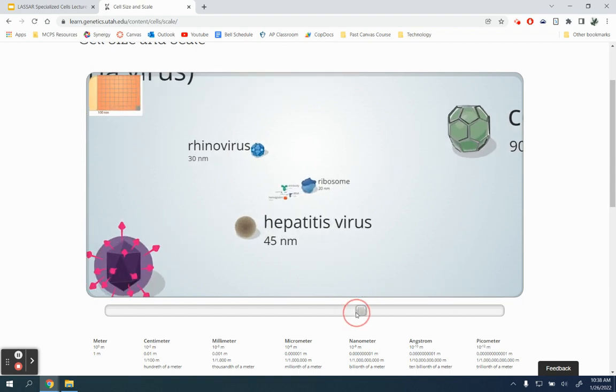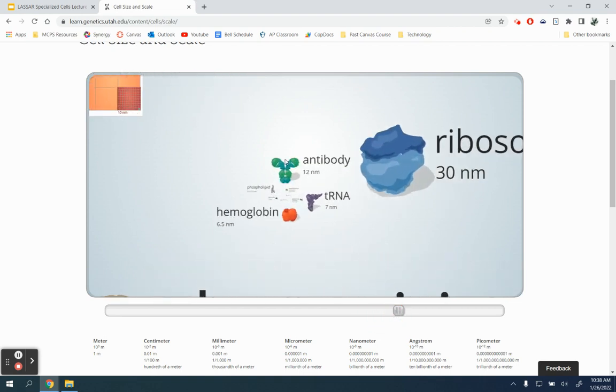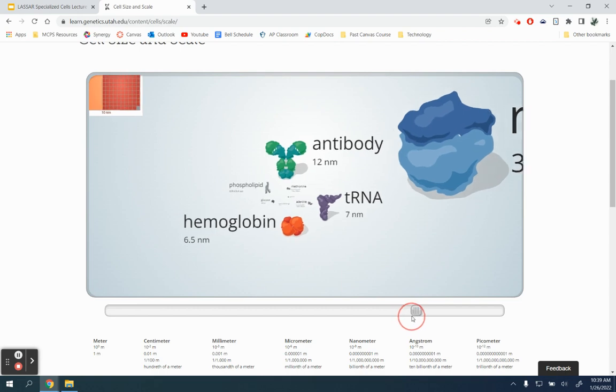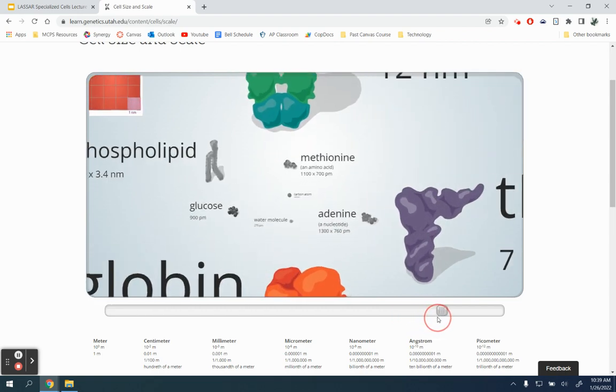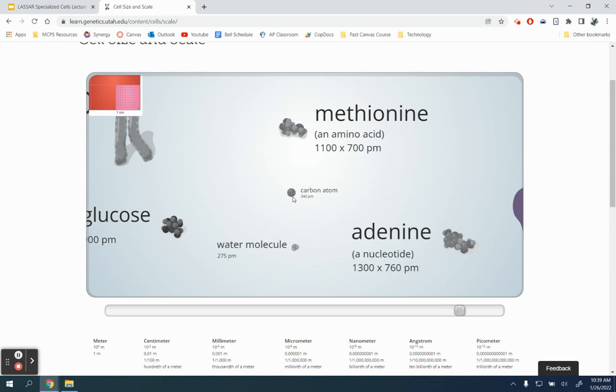And as I keep zooming in, I'll see more molecules. I'll see antibodies that might stick to a virus. I see a ribosome, which we'll come back to. Notice this is a large molecule, but it's still a molecule. It's really small. I see hemoglobin, which is in our red blood cells. I see phospholipids, which make up our cell membranes. And now I see individual atoms, and that's about as small as we're going to go. And there's glucose, which is a molecule made of multiple atoms.